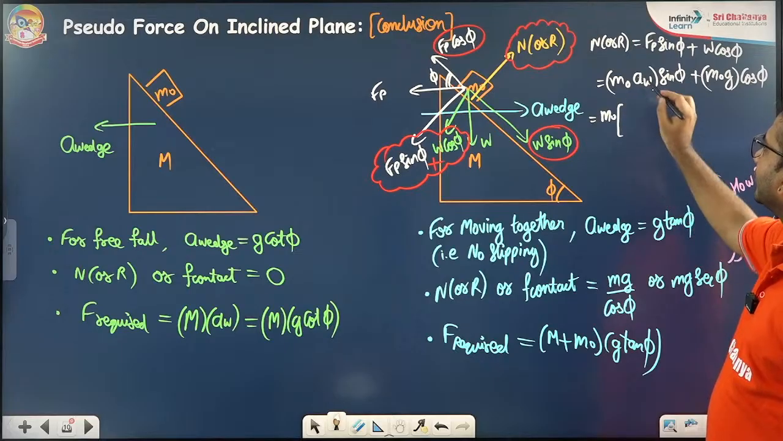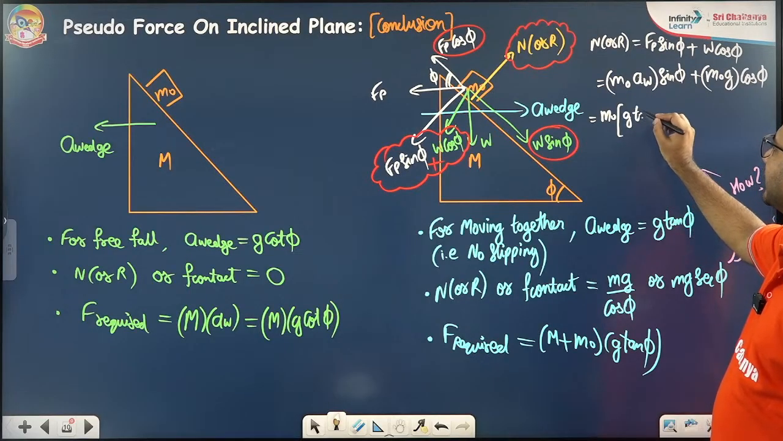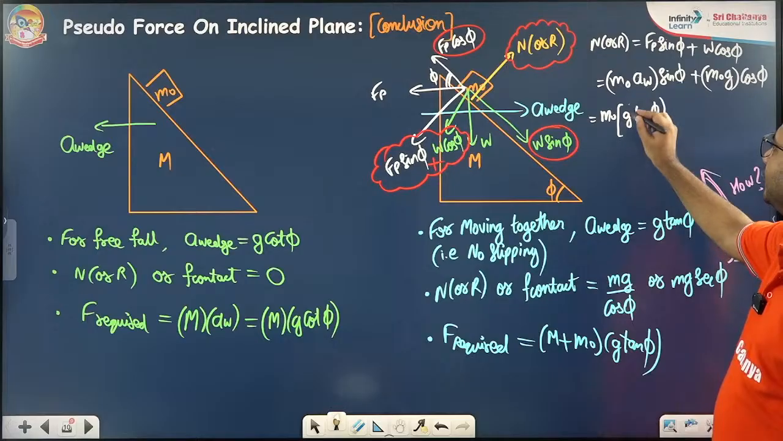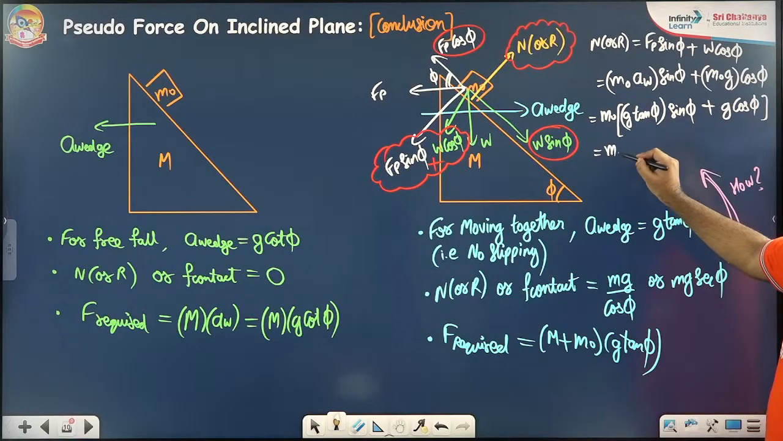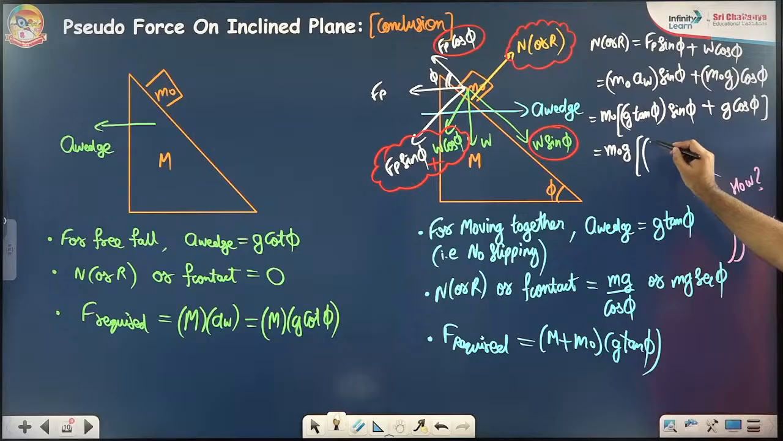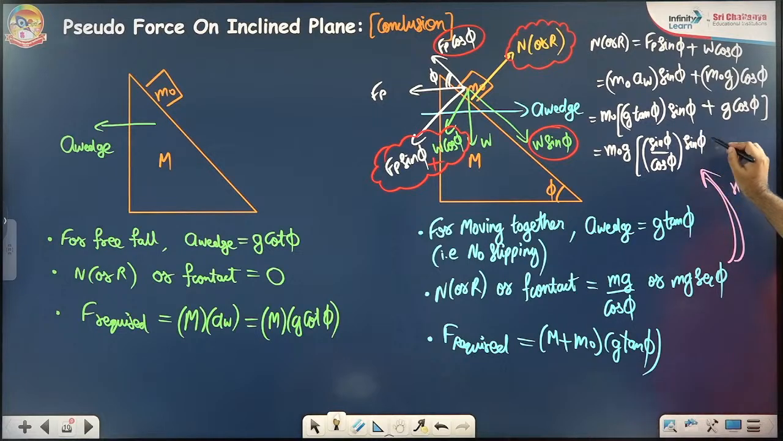M naught, if I take common, AW can be written as g tan phi, so g tan phi into sin phi plus g cos phi, because m naught has been taken common. Now similarly, if I take g also common, m naught g, I will get tan phi here. Tan phi is basically sin phi by cos phi, another sin phi is already there, plus g has been taken common, that's cos phi.